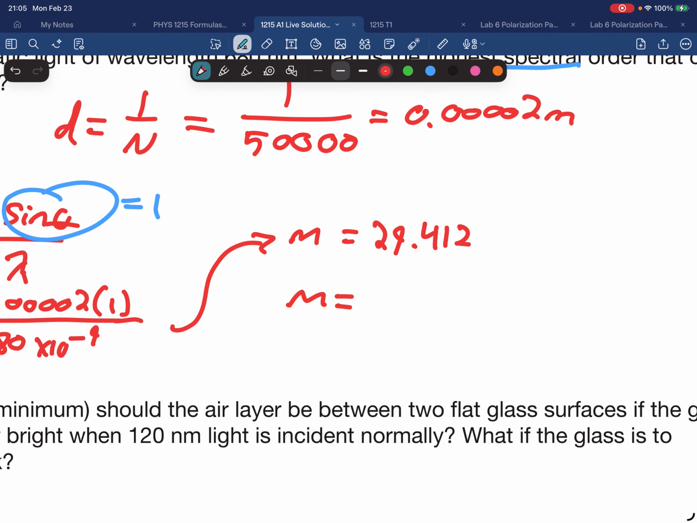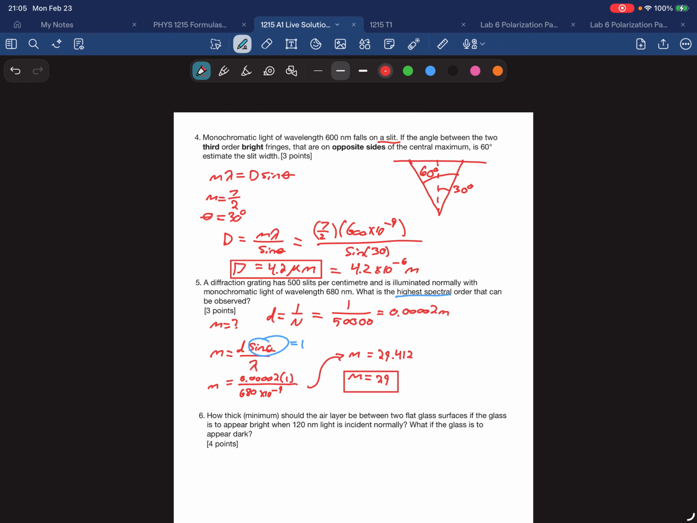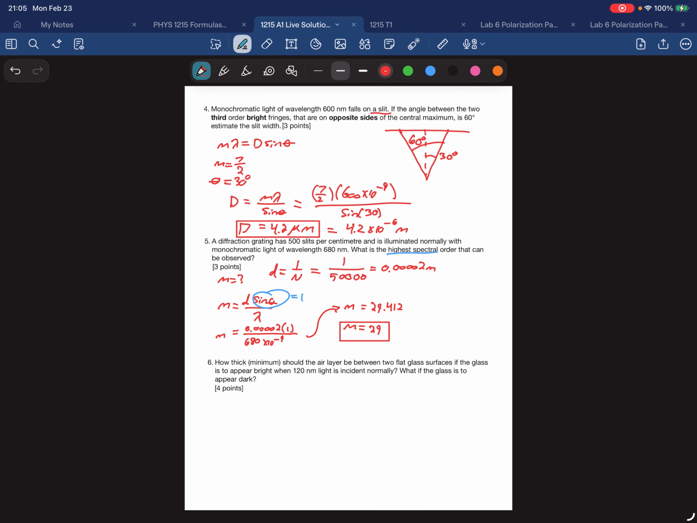Not important though. The important part is that in this case we always round down. Even if this is 29.99998, for example, you still round down. The highest spectral order that is observable here is 29, not 30. It does not round up. So that was question 5.